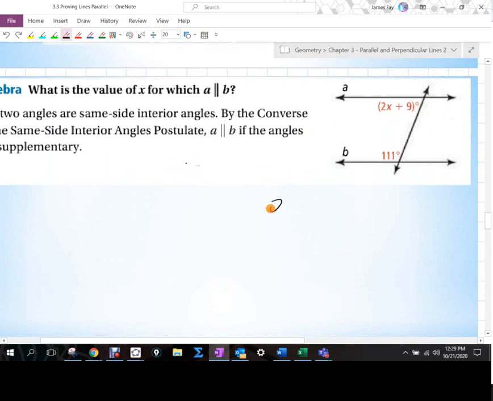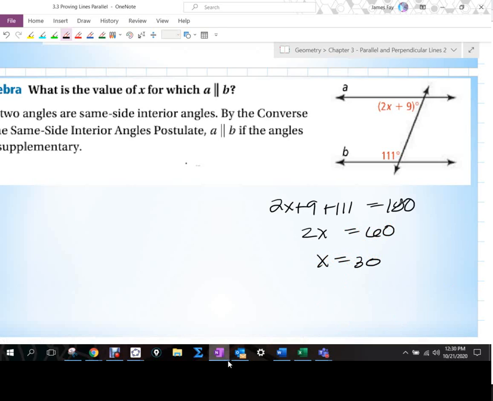Yeah, 30. All right, so we got 2x plus 9 plus 111 should equal 180, right? So 2x is equal to 60. So x will be 30. Good.